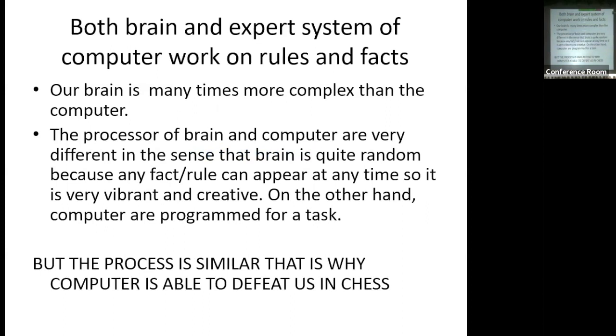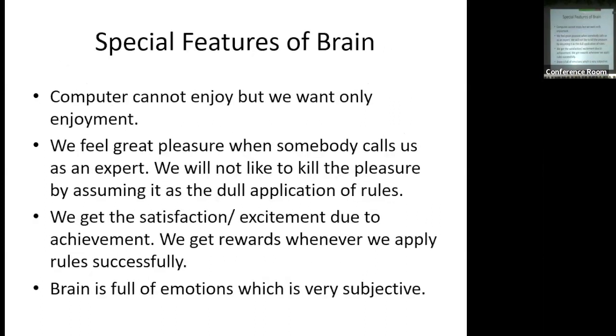Now, if you see the brain as an expert system, like a computer, in fact it is true that our brain is very complex, much more complex. There is a fundamental difference between brain and computer. The difference is that for the computer, you always program for a task, whereas the brain is very random. Suddenly it will correlate something and then find something.